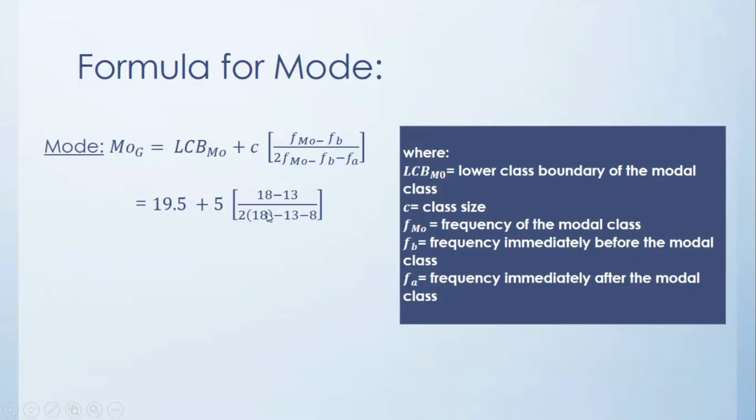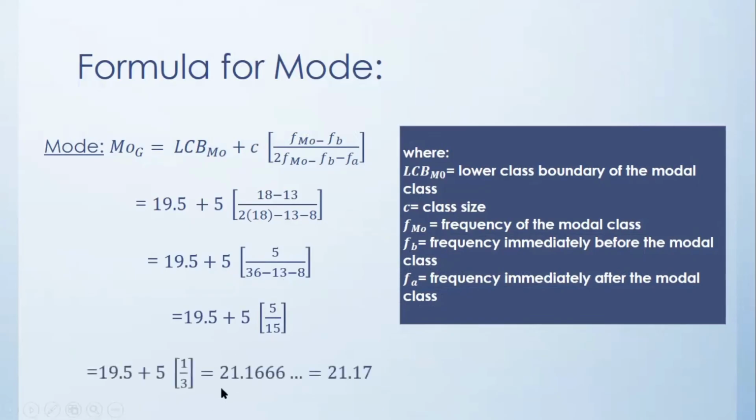So, simplify ulit natin yung numbers inside the parentheses. So, we're going to have 5, 18 minus 13, 5, and then 2 times 18, 36 minus 13 minus 8. And then by simplifying it again, we're going to get 5 over 15. Multiplying it by 5 and adding 19.5, we're going to get 21.16666 and so on. So again, round off to the nearest hundredth. So we're going to get 21.17 as the value of mode of the given grouped data.